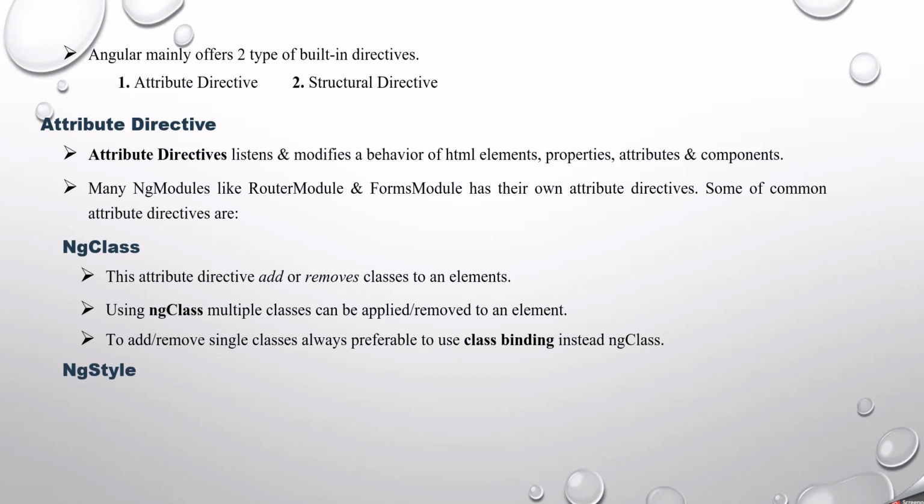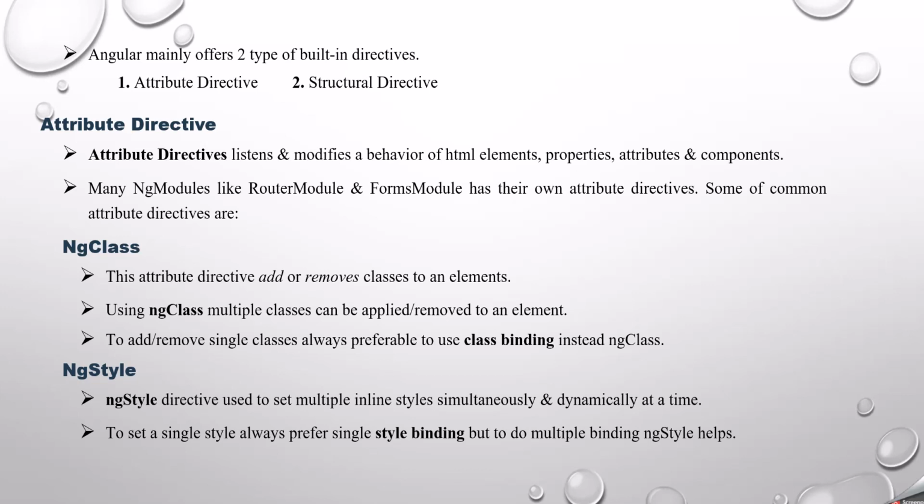Now next we are moving into ngStyle. This is one more directive Angular has provided, and it does basically the same thing: the style directive is used to set multiple inline styles. There are two kinds of style we have, guys, as you know in HTML. When you declare the style using the style attribute, that is your inline style. But if you are taking the help of a CSS class, then that is a class you are using within the HTML rather than the inline style. ngClass does this dynamically at a time, but to set a single style always prefer style binding, and to do multiple bindings use ngStyle, like we have ngClass. So let's see it in action.